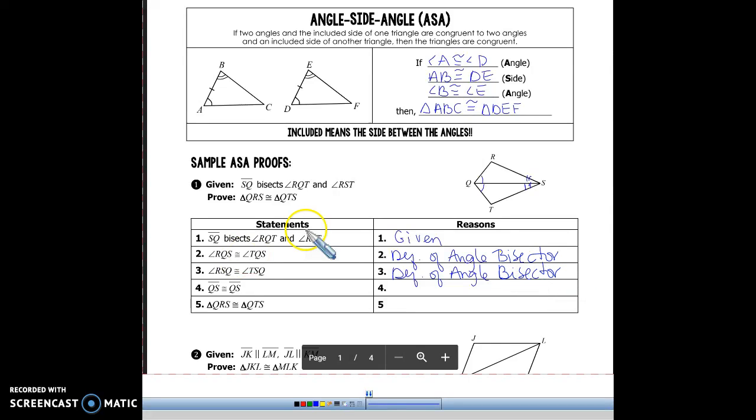Okay, and then it says that side QS is congruent to side QS. And we've already talked about this. That side is in both of those triangles. So, of course, it's congruent to itself. If something's congruent to itself, it's the same on both sides, just like looking into the mirror. That is the reflexive property.